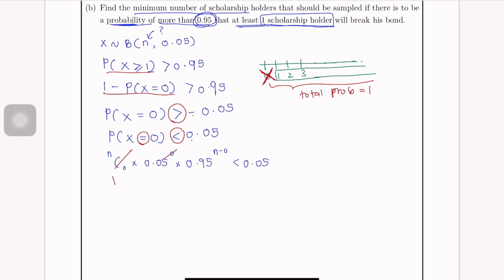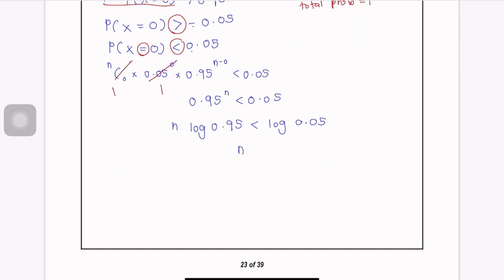0.05 to the power of 0 equals 1. So what we have left is 0.95 to the power of n less than 0.05. Then log both sides so that we can solve for n. So n log 0.95 less than log 0.05. Then simplify: n greater than log 0.05 over log 0.95.